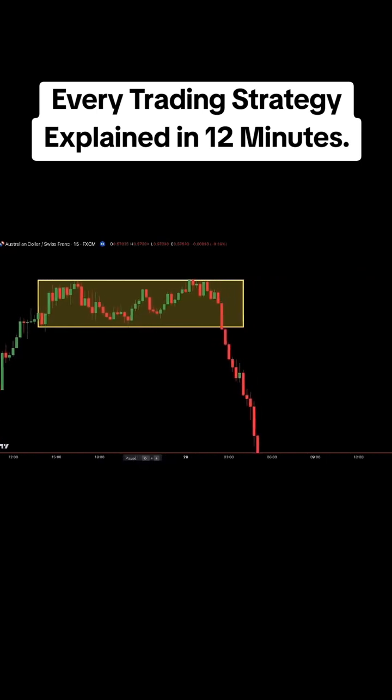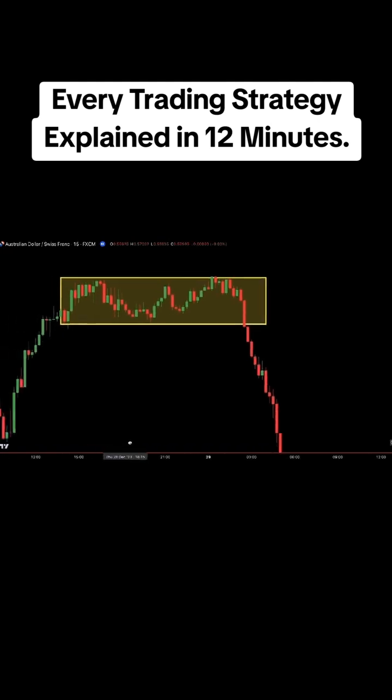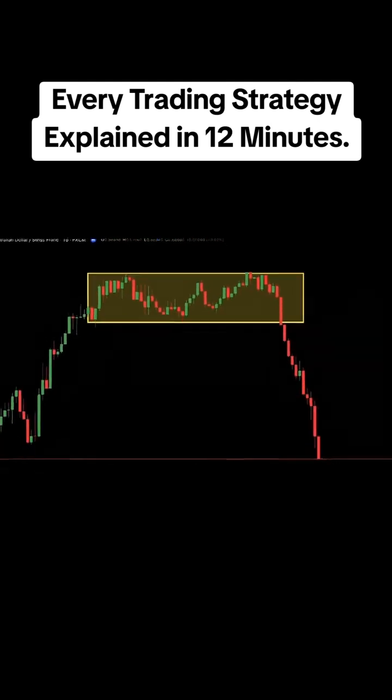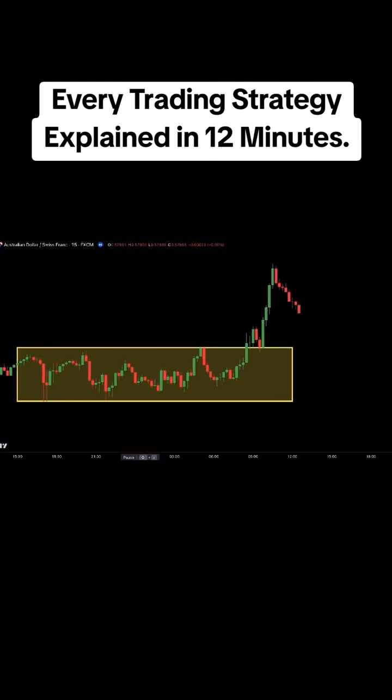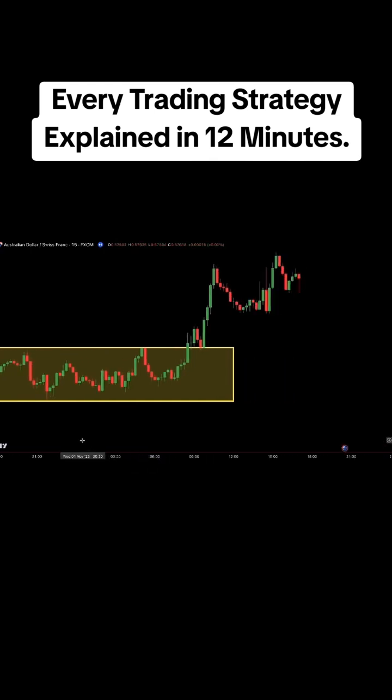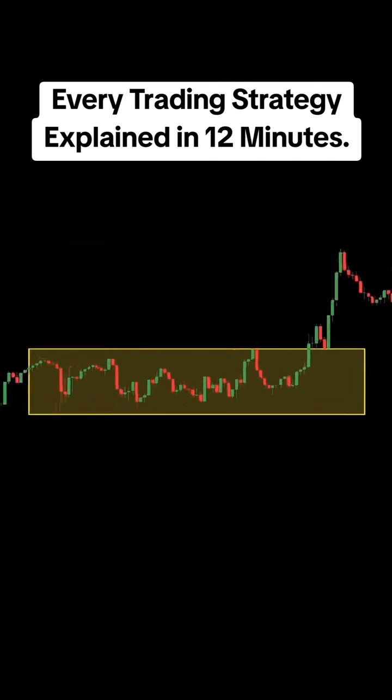By checking the volume, you can confirm the breakout if selling pressure increases during the move. The same applies to a bullish breakout, where the price breaks upward from consolidation, confirmed by rising buying volume. Using factors like volume as confluence helps validate the strength of the breakout and improves trade accuracy.